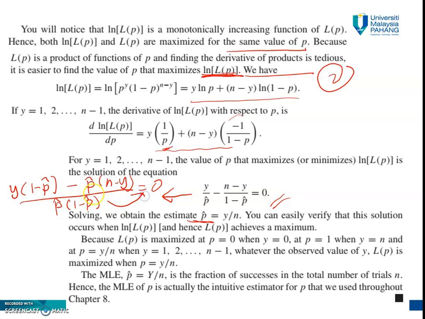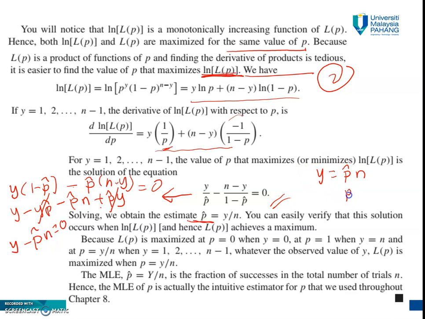So this one, if you bring to the right, it becomes 0. So you will have only this equation. Then break the brackets, you get y minus y P hat minus P hat n plus P hat y. Minus minus, you get plus. So you can see negative y P hat and positive P hat y, so you can cancel out. Then you get y minus P hat n equal to 0. So can you find your P hat? Based on here, you will have y equal to P hat n. So P hat will be equal to y over n. So you get this one.